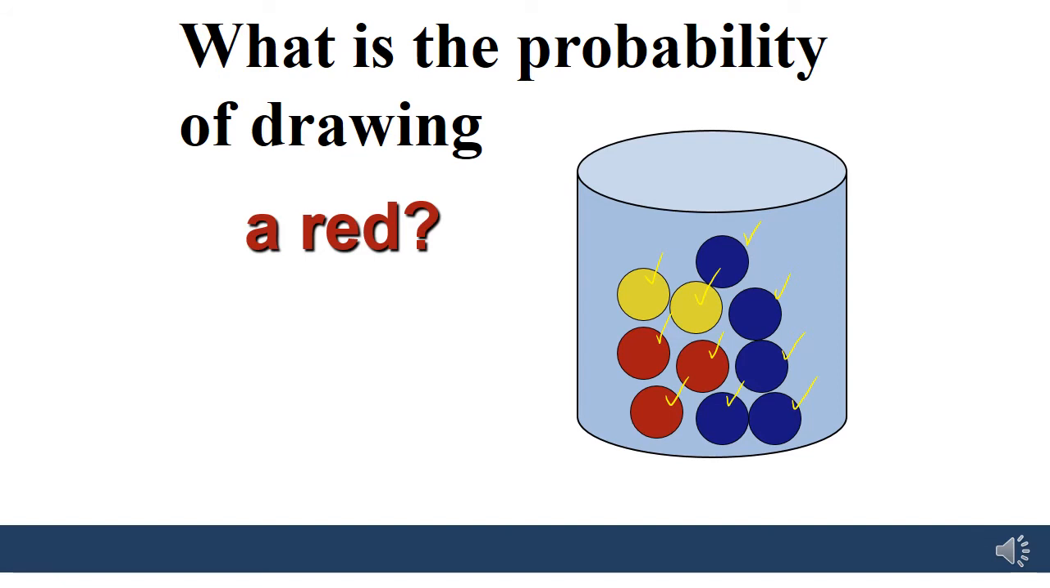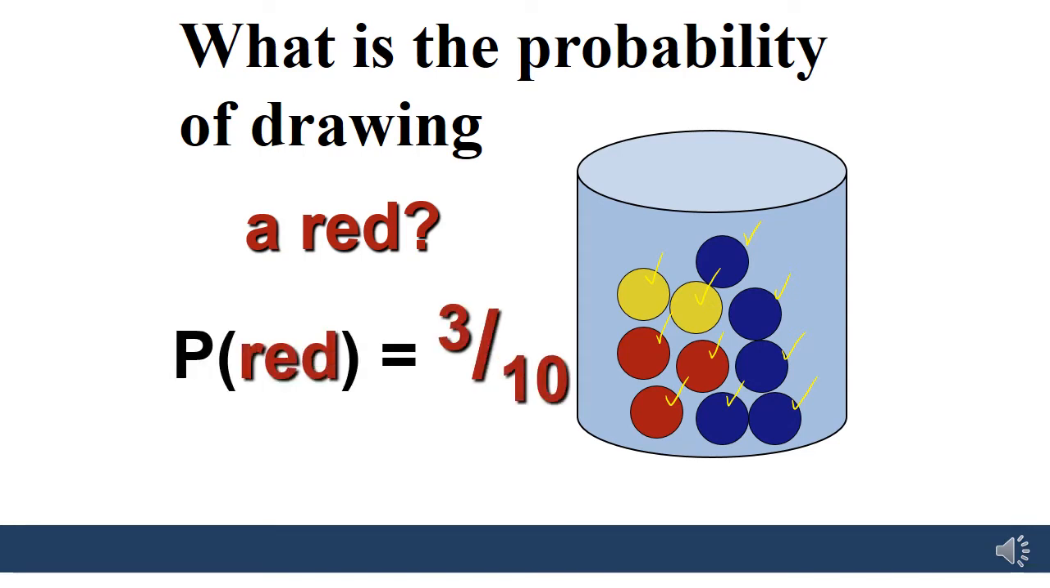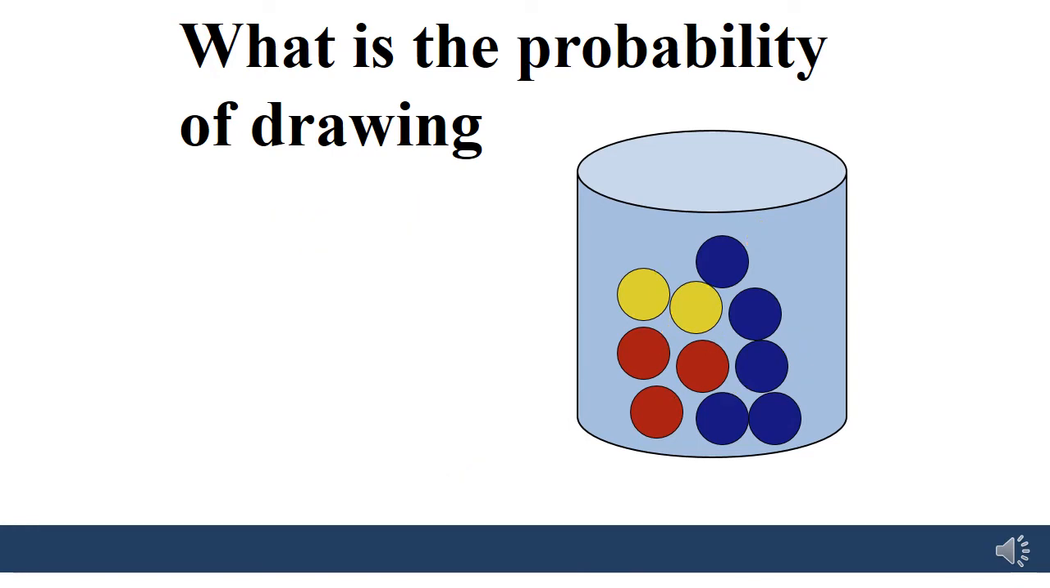1, 2, 3, 4, 5, 6, 7, 8, 9, 10 marbles in total. And of those, there are 3 reds. So my probability has to be 3 out of 10 total. 3 reds out of 10 total. And then we could change that to a decimal or to a percent.